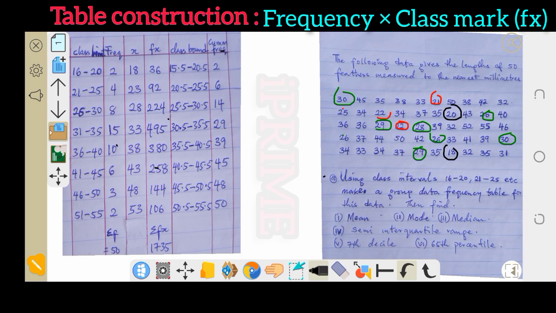Fx is that frequency times the x. Frequency times x will give you this. This times this will give you this. That's what we are doing there, and I believe it is very, very simple for you to understand.